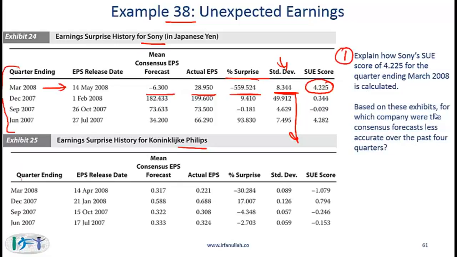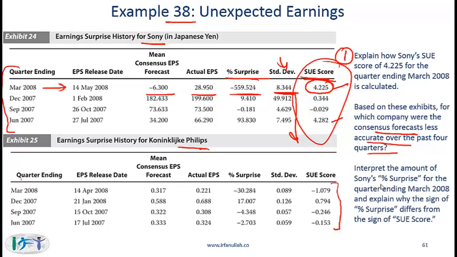Then the next question is, based on these exhibits, for which company were the consensus forecasts less accurate over the past 4 quarters? If you look at the SUE score for Sony, you have a large number, 4 point something and 4 point something over here. But for Philips, the numbers are generally 1 or less, like minus 1, 0.7. So it is in a much narrower range. So what this means is that the earnings surprises were far greater with Sony.